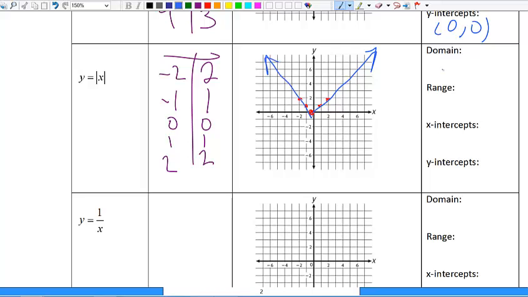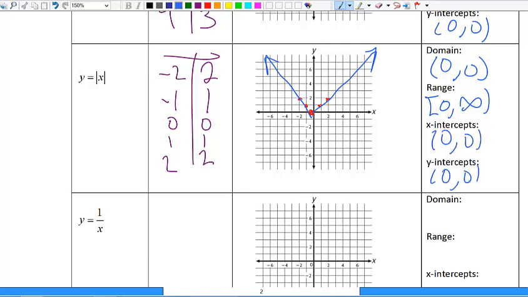All right, and then for the domain, we don't have restrictions on it. We do on the range, however. And it crosses the origin again for the intercepts. So a lot of these parent graphs have similar properties, but there are subtle differences between them.